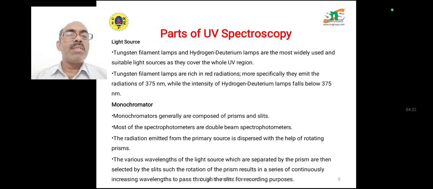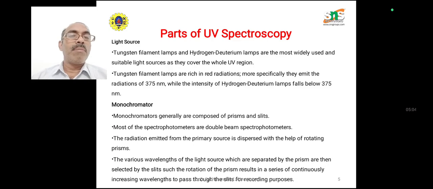The monochromators generally are composed of prism and slits. Most of the spectrophotometers are double beam spectrophotometers. The radiations emitted from the primary source are dispersed with the help of rotating prisms. The various wavelengths of the light source, which are separated by the prism, are then selected by the slits. Such a rotation of the prism results in a series of continuously increasing wavelengths passing through the slits for recording purposes.